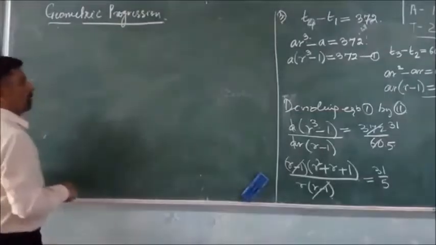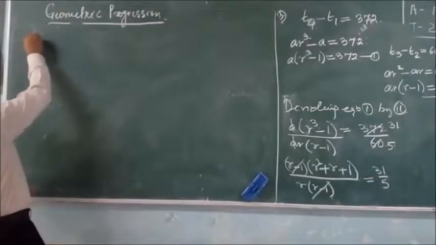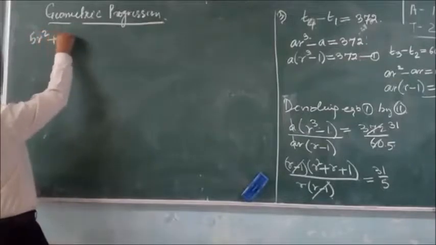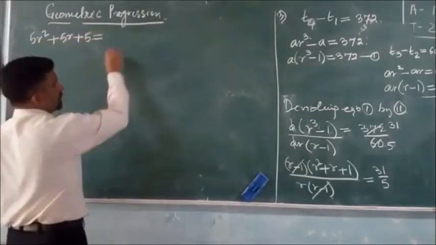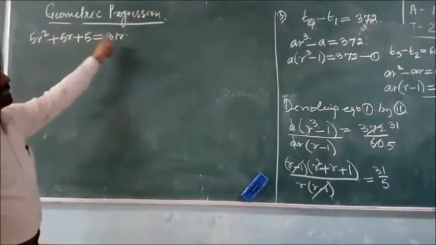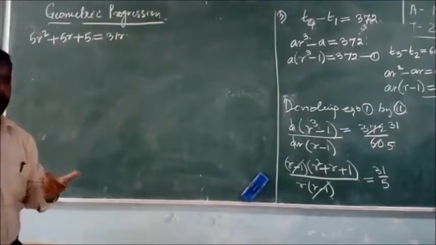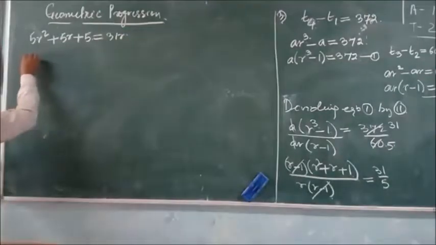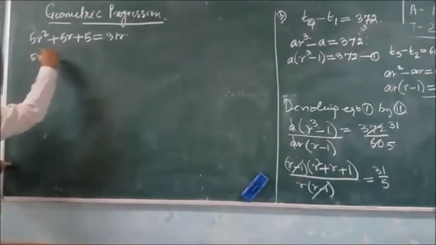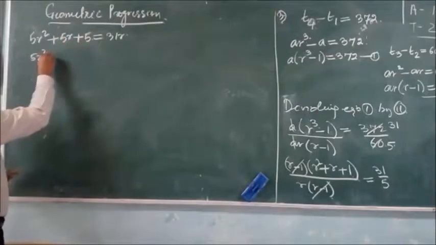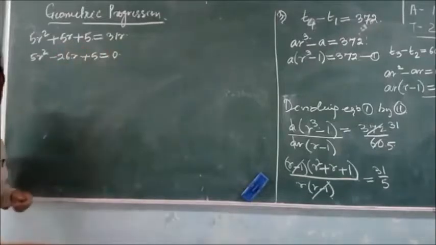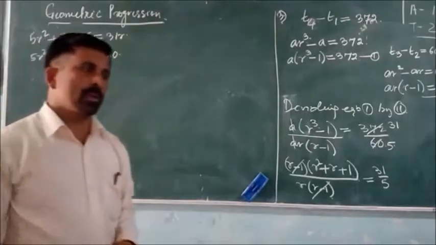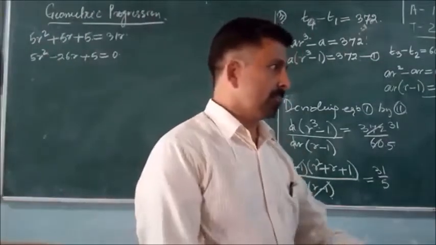So now we are going to do that. 5r square plus 5r plus 5 is equal to 31r. Am I clear? Yes, sir. Now I will take this also to the left hand side, because this and this are the same, so they can be together, simplified. So 5r square, when I bring it here, 5r minus 31r will become minus 26r plus 5 is equal to 0. What kind of equation is this now? Quadratic equation. You know how to solve this quadratic equation, right?